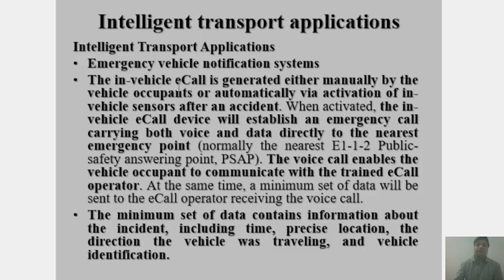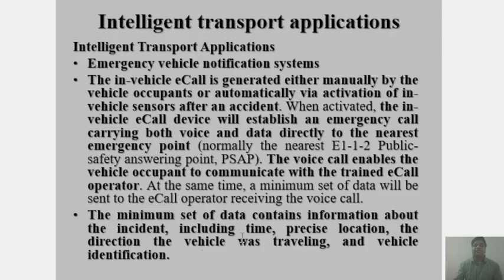And then the vehicle e-call is generated, either manually or automatically, or by activation if any accident occurs, such that it reaches the nearby emergency point. From that point, the vehicle can communicate with trained operators, and we can get the medical help or whatever relief is required at that time. That is nothing but the emergency vehicle notification system.